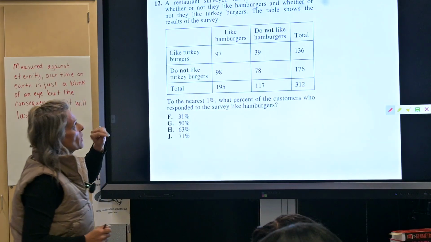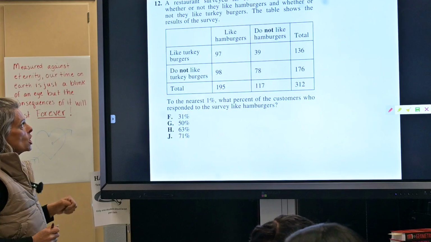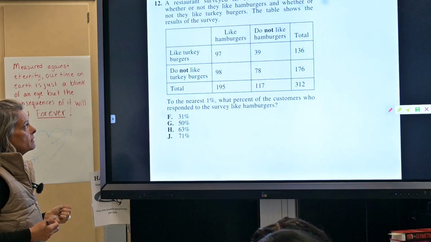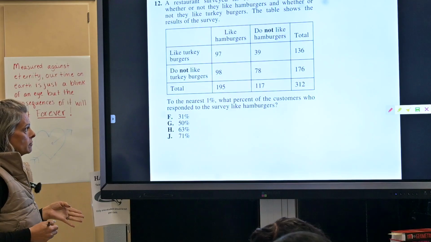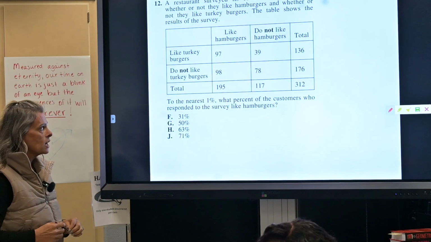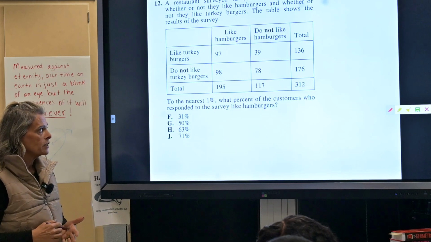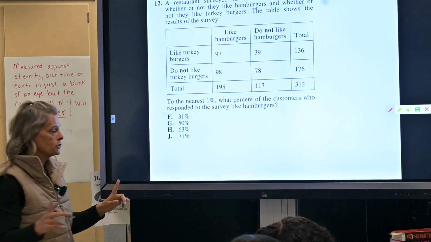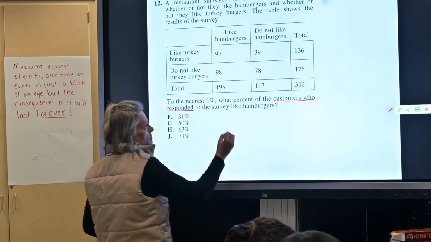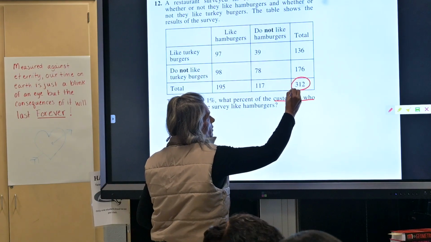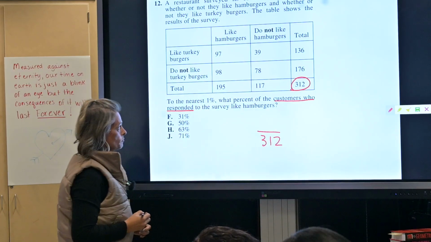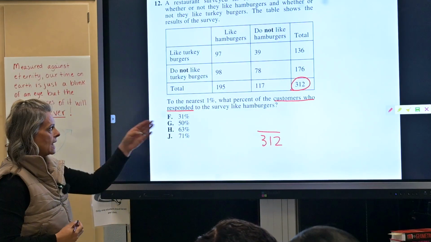So this says a restaurant surveyed its customers to determine whether or not they like hamburgers and whether or not they like turkey burgers. The table shows the results of the survey. So it says to the nearest 1%, what percent of customers who responded to the survey, okay, like hamburgers. So customers who responded, how many is that? 312, that's your denominator, the bottom number, okay? And then it says like hamburgers.